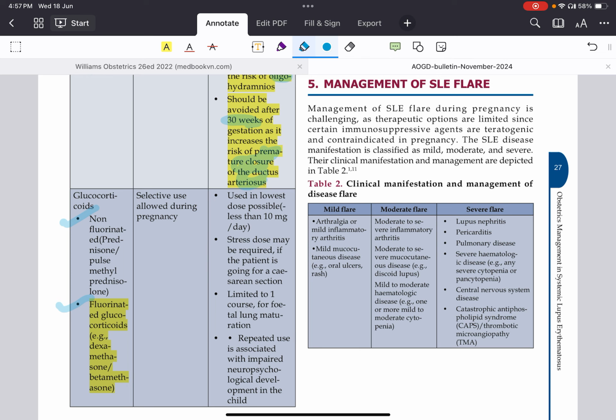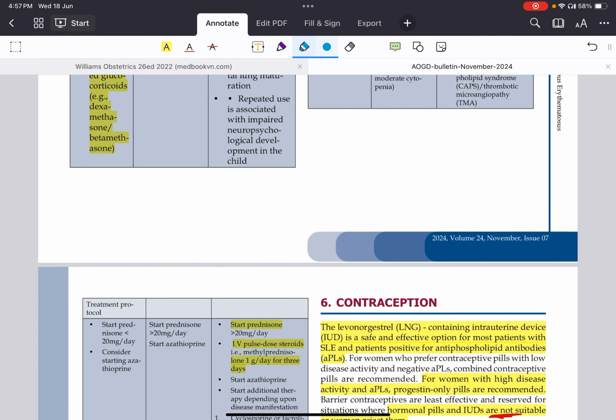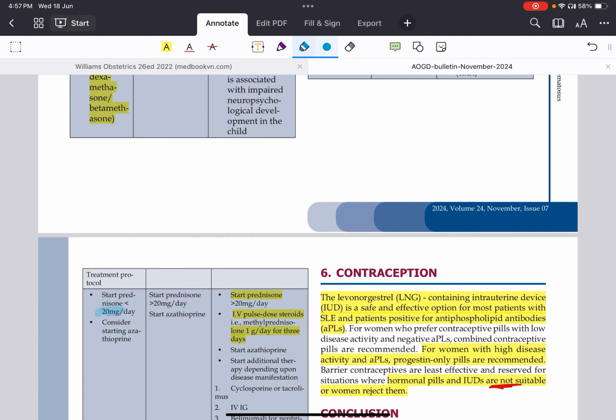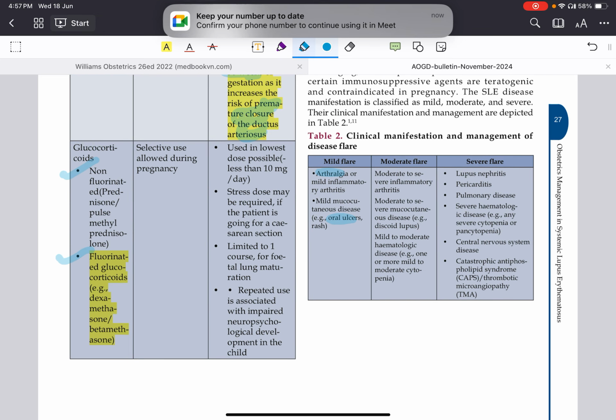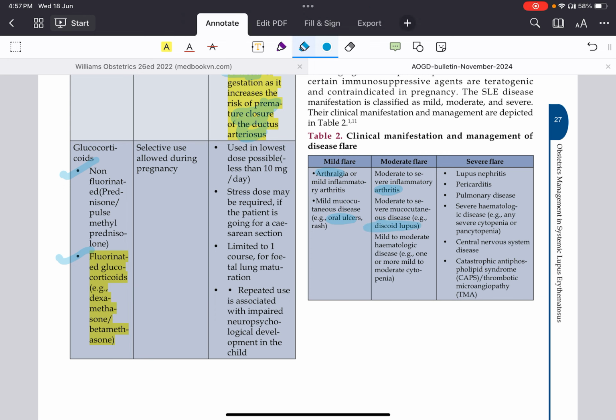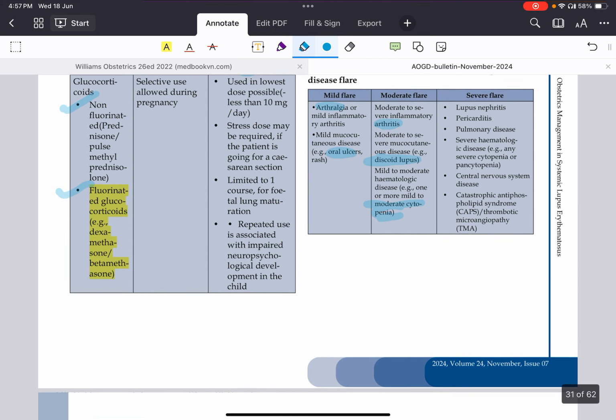If there is an SLE flare, what will you do? If there are mild joint pains, mild oral ulcers, then you'll give prednisone 20 milligram per day. Consider azathioprine. If there is moderate to severe arthritis, discoid lupus, and cytopenia, then what do you do? Again, you start prednisone, more than 20 milligram per day, and also start azathioprine.